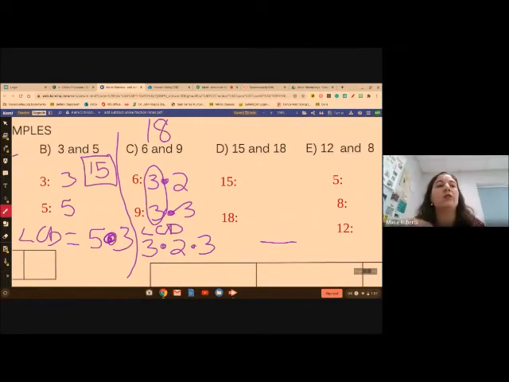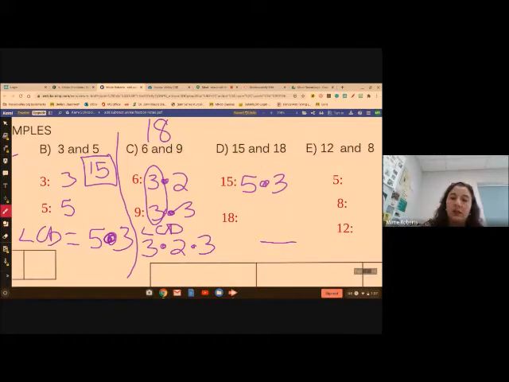So we still want to know all this factoring and lowest common denominator stuff, because it's going to help you in high school when we do a lot more things with letters. So let's talk about factors of 15. 5 times 3. Factors of 18.